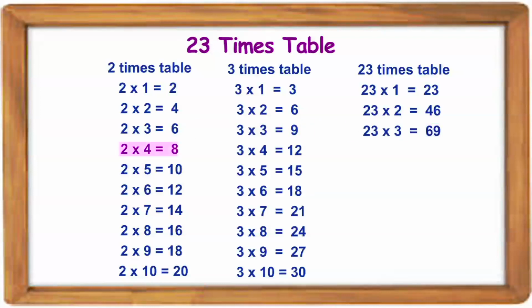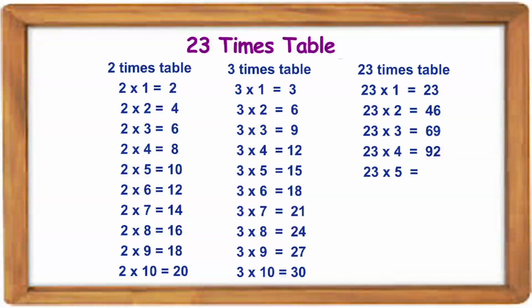Now here 2 fours are 8, 3 fours are 12. But here we have two digits. So we write 12 is here and 8 is here. So we write this 2 in units place and here we add 1 to 8. So it becomes 9. Therefore, 23 times 4 is 92.